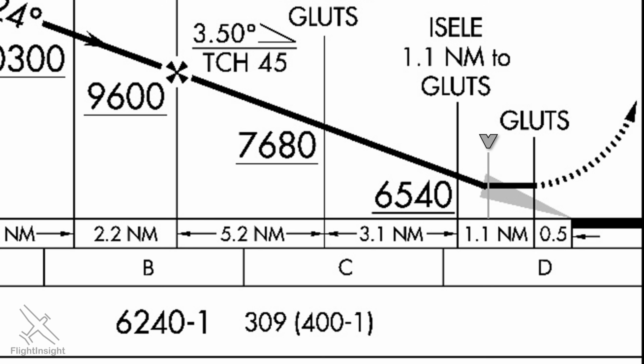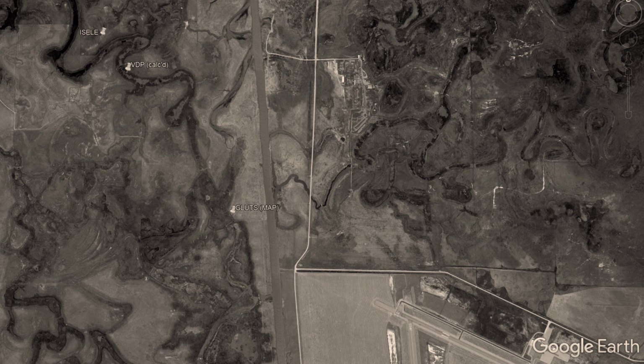Is it because of obstacles in the approach zone? Well, the presence of this light gray stipple here tells us that the visual path from the MDA to the runway is clear of obstacles, so that can't be it. Well, what if we plot these points out on a map? If we connect ISIL, our VDP, and the missed approach point Glutz, we see that it's considerably offset from the runway centerline.